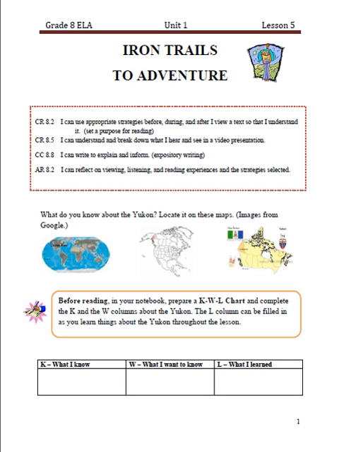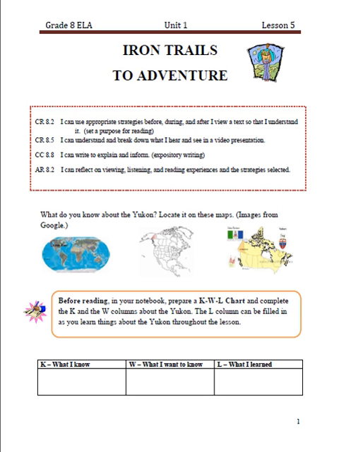So lesson 5 of Unit 1 is titled Iron Trails to Adventure. I love that title. Makes me want to read it for sure. On the first page, you're asked what you know about the Yukon. So you'll want to make a KWL chart.